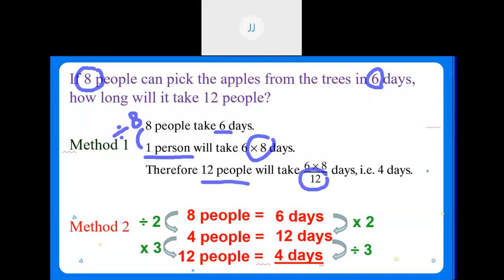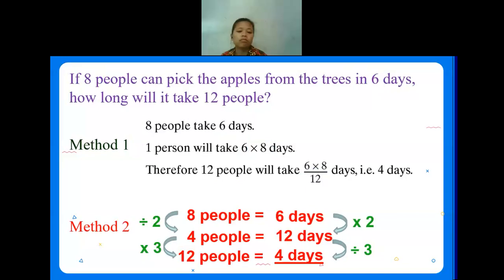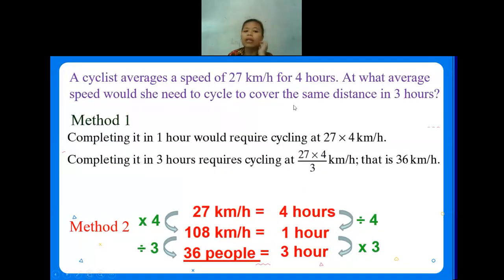I understand, teacher. Okay, if no one has any confusion, I will move to the next example. For the next example, a cyclist's average speed is 27 kilometers per hour in 4 hours. What average speed will be needed for the cyclist to cover the same distance in 3 hours?